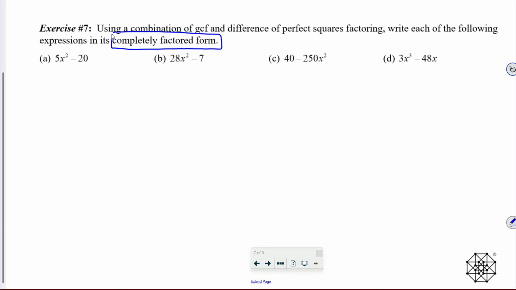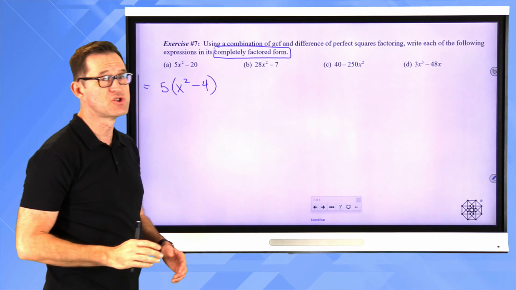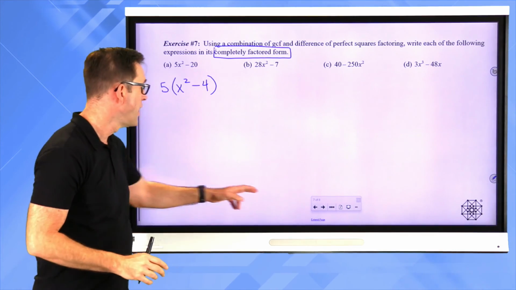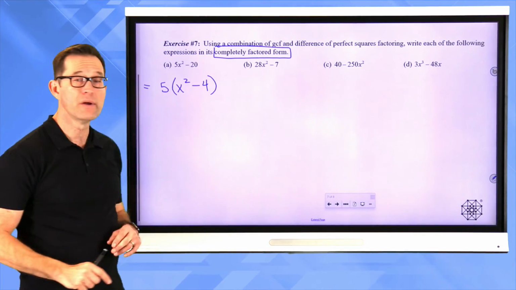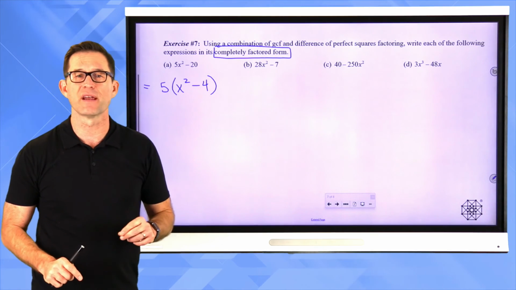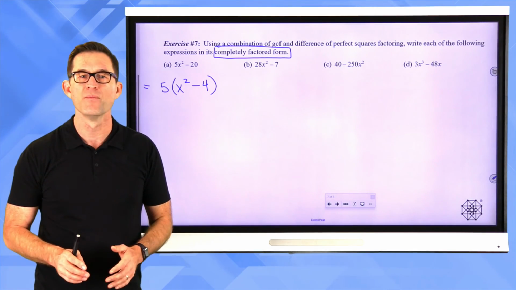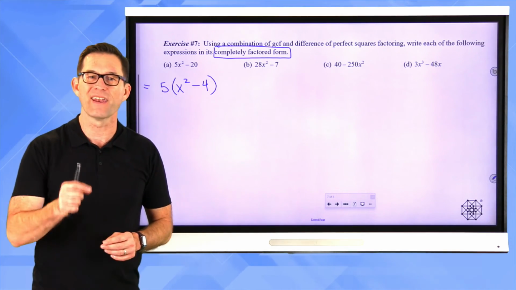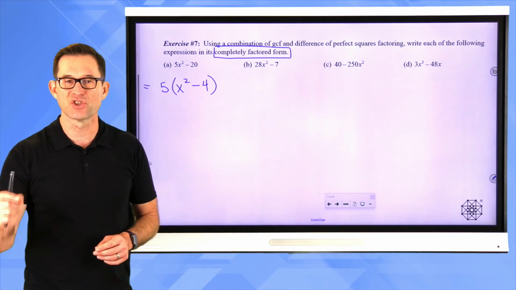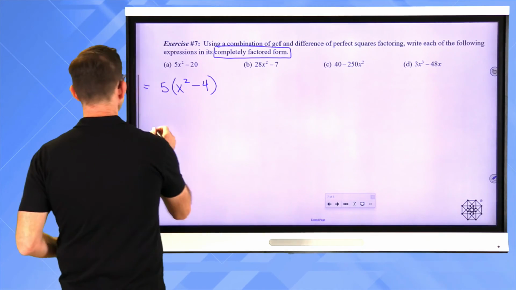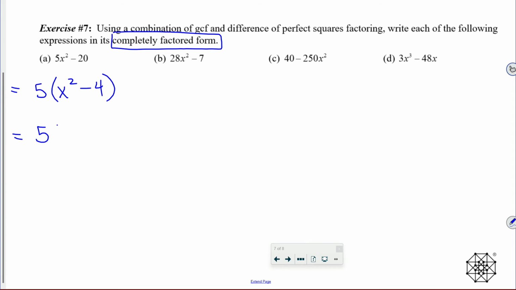So I can rewrite this as 5 times x squared minus 4, and that's just GCF factoring. Then I can look inside of that parentheses and say, oh, x squared minus 4, that's the difference of perfect squares. That's x squared minus 2 squared. I'll omit writing down that portion. But then that becomes 5 times x plus 2 times x minus 2.